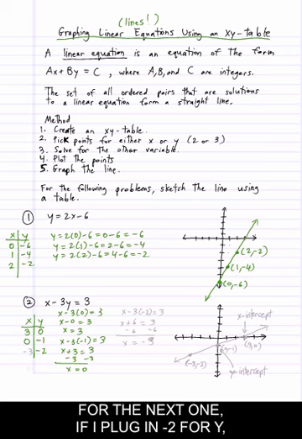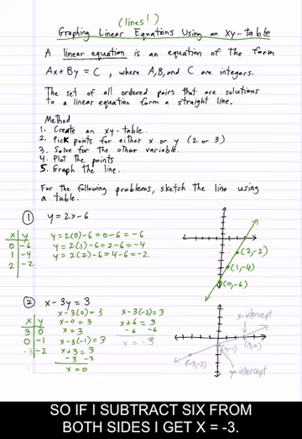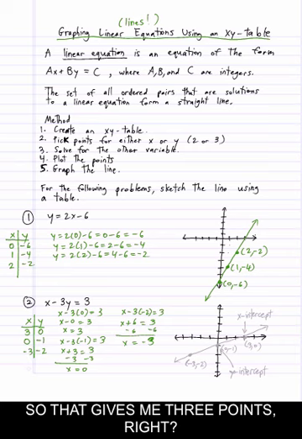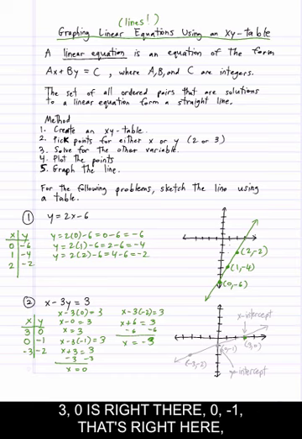For the next one, if I plug in negative 2 for y, I get x minus 3 times negative 2 equals 3, or x plus 6 equals 3. So if I subtract 6 from both sides, I get x equals negative 3. So that gives me 3 points, right? 3, 0. Let me go ahead and draw that one. 3, 0 is right there.